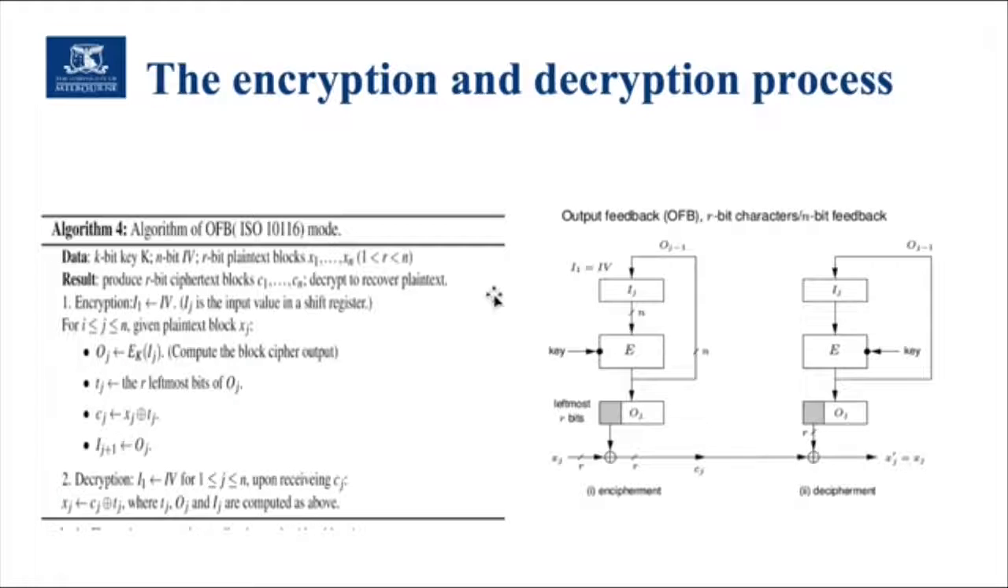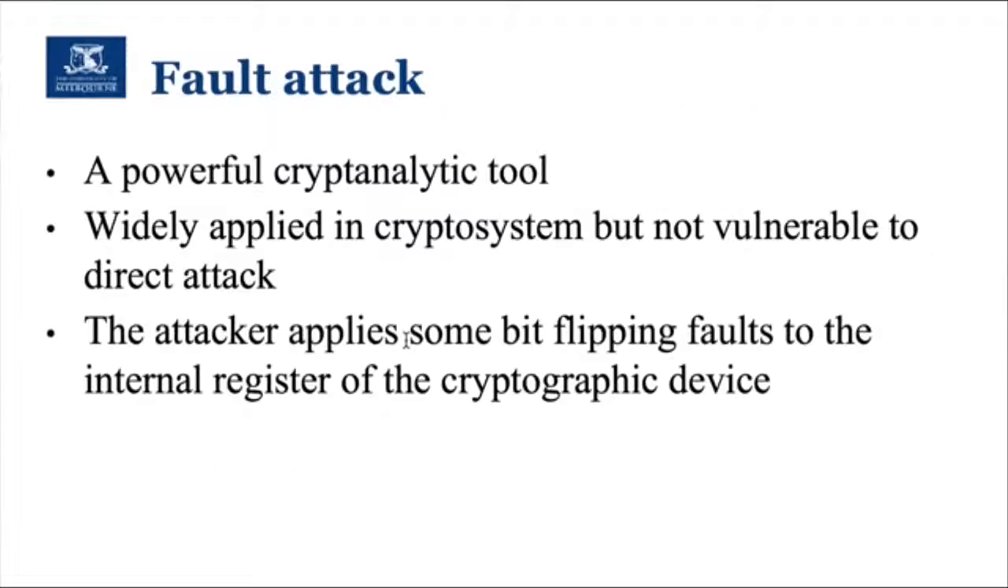As we can see, the data we have are the K-bit key K, the N-bit IV, and R-bit plaintext blocks such as x1, x2 until xn. According to the process, it will produce R-bit ciphertext blocks such as C1, C2 until Cn. And it can also be decrypted to recover the plaintext by using this for loop.